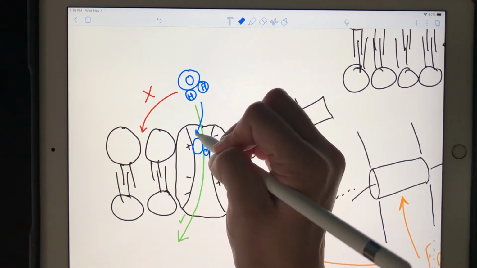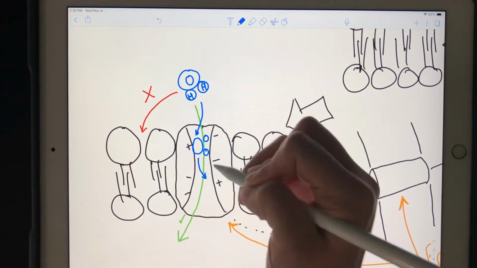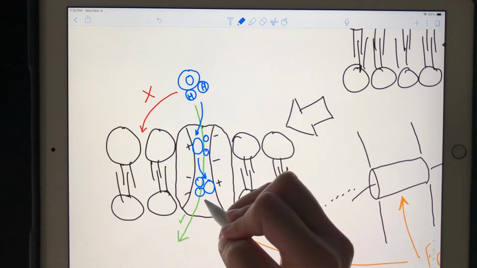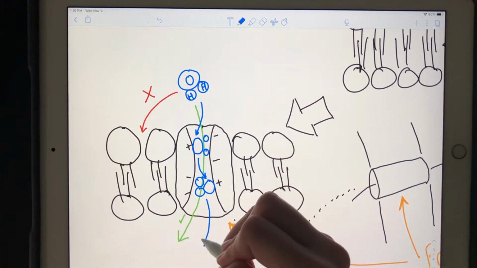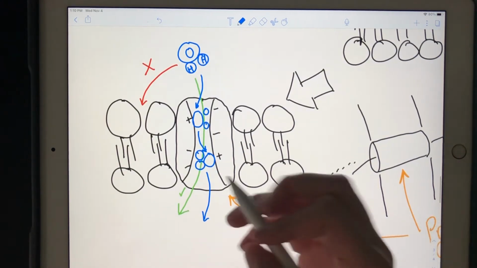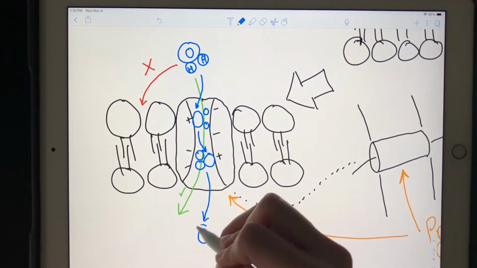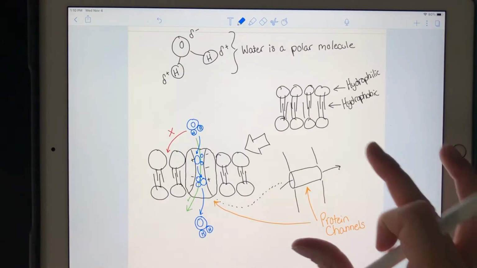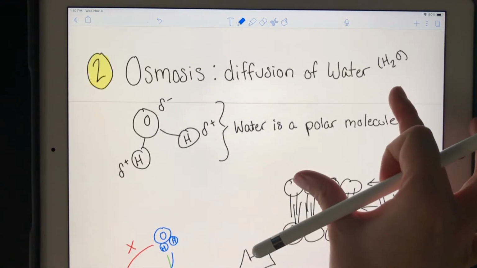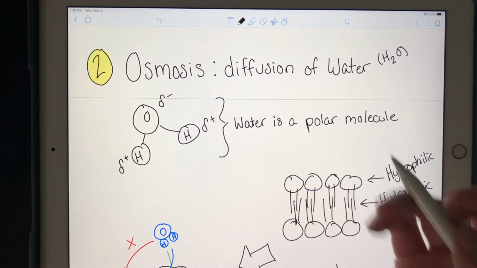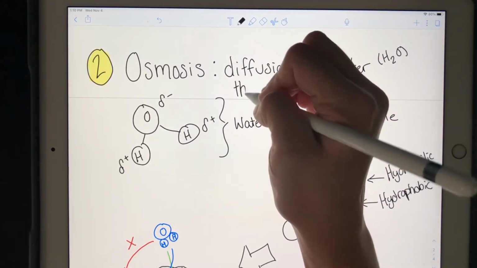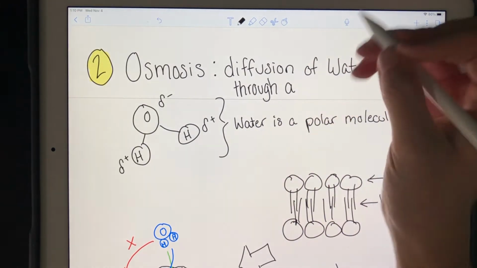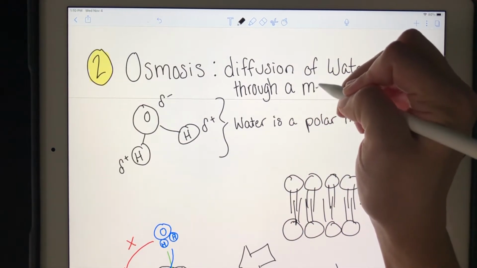There's some more motion. There's a little bit more motion. It gets pushed down further. Now our dipoles are attracted like over here, and then eventually you get a little bit more motion, and you have one happy molecule of water that's over here. So let's edit our definition a little bit. Osmosis is still, yes, diffusion of water. It takes no energy, but it's diffusion of water through a membrane protein.